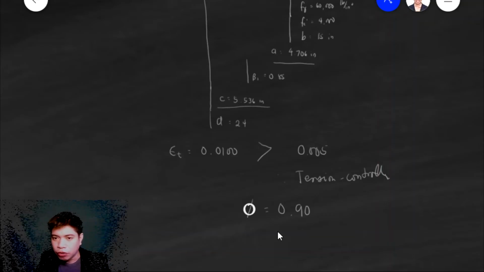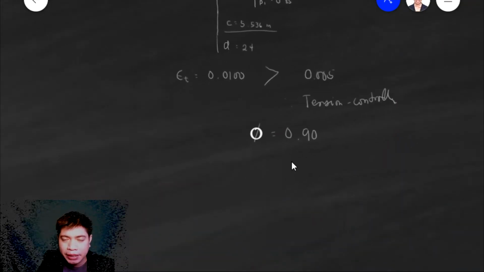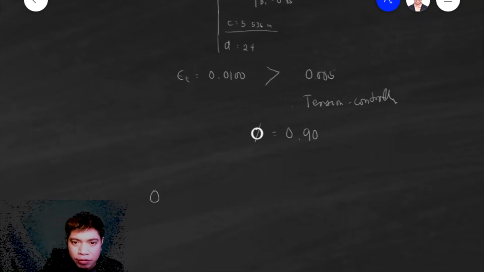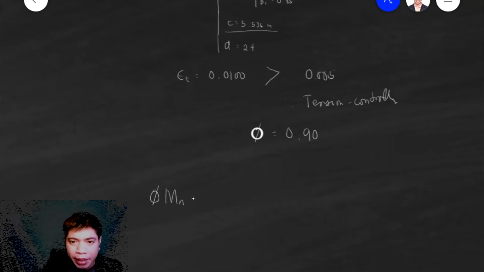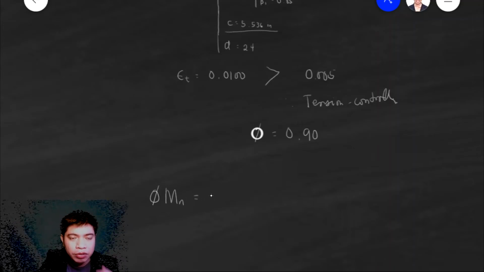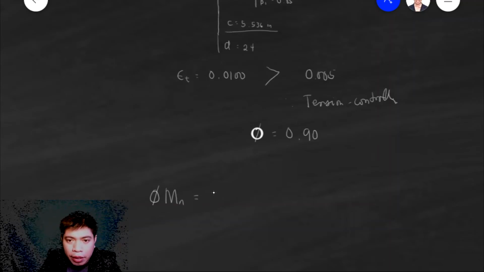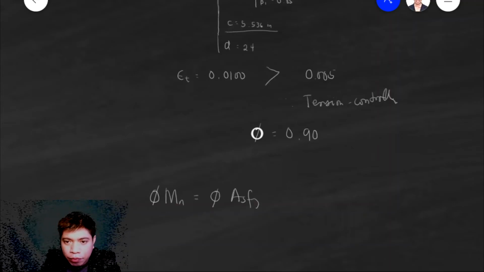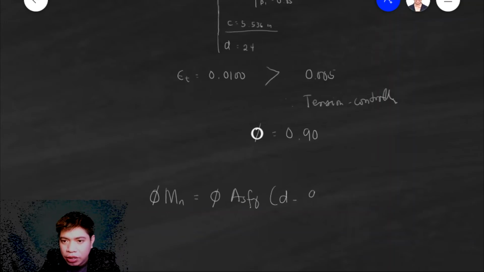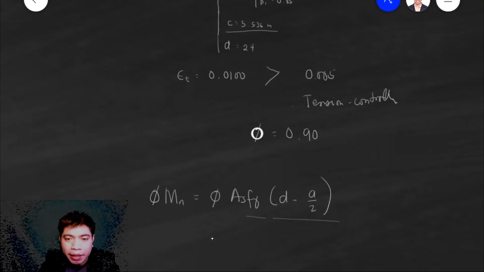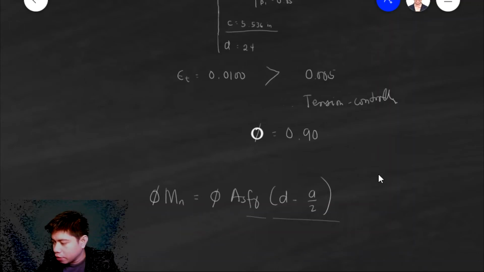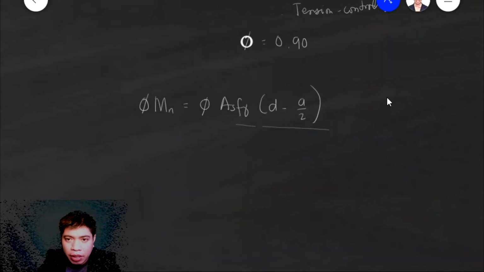Okay? So paano natin siya ngayon gagamitin? Di ba nga ang kailangan natin guys is yung value ng phi Mn. So di ba nga kung naalala nyo, nag-solve naman na tayo nito before yung Mn. So di ba yung Mn natin is As fy then d minus a over 2. So of course, ito yung Mn, ito yung phi, so that is the phi Mn. Okay? So, i-substitute lamang natin guys yung ating mga values.